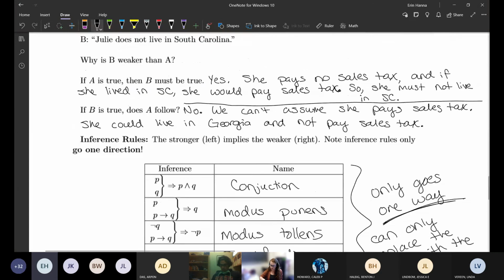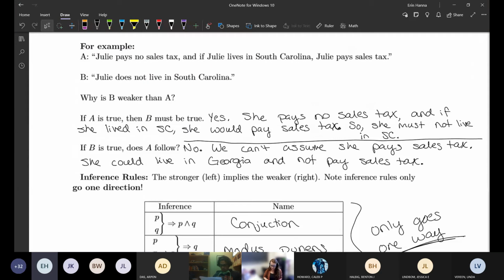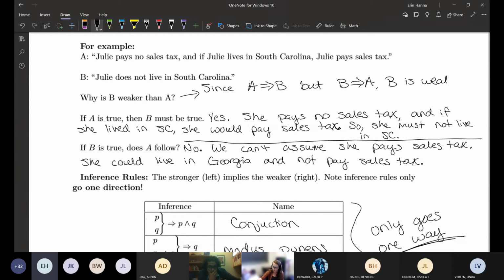So going back up here really quick, why is B weaker than A? Essentially it's because, so I should maybe write this in here. Since A can give us B, but B cannot give us A, that's technically why B is weaker. And this is what that's showing, that A gives us B, but B does not give us A.